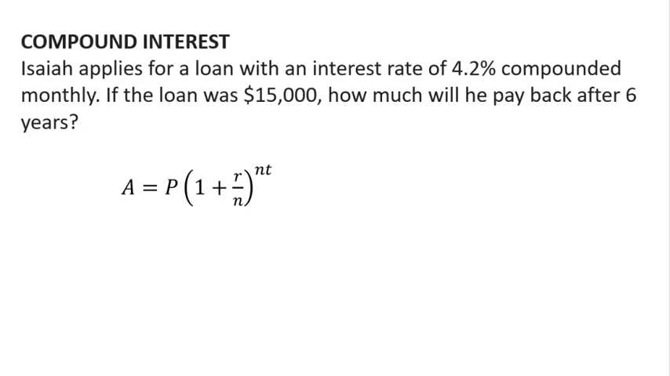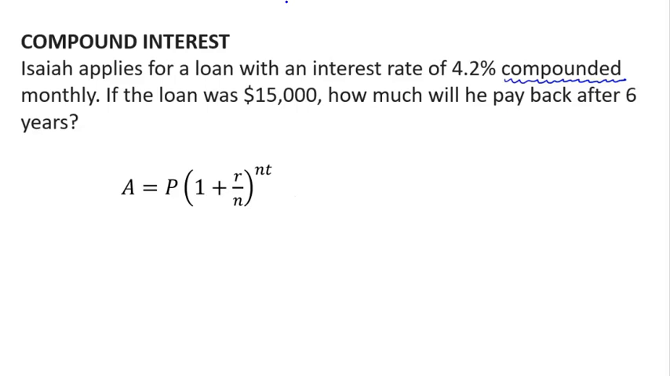And so for this one, it says Isaiah applies for a loan with an interest rate of 4.2% compounded monthly. So notice that it uses the word compounded, and so it's signaling that we're going to be using compound interest. So you don't really have to sweat whether, oh no, which one do I need to use? Am I using simple interest? Am I using compound interest? On your EOC, it's going to say compounded for compound interest, most likely. So that's not something you have to super worry about.